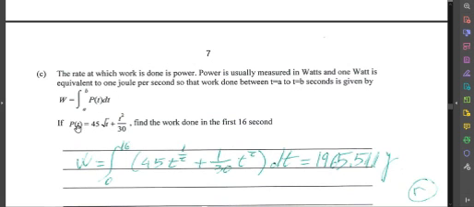If the equation for power, P of t, is this here, where I've got the square root and the quadratic, find the work done in the first 16 seconds. So what do I need to do? I need to take the integral of that expression between 0 and 16. Again, this is easy.